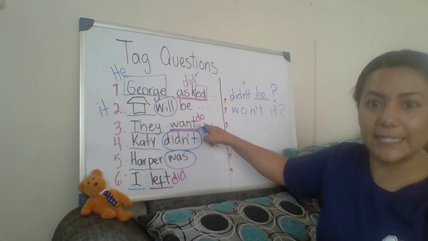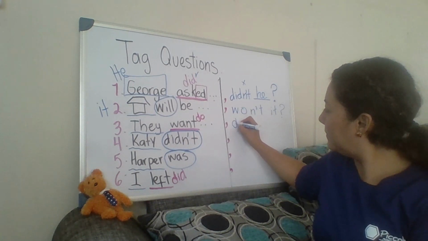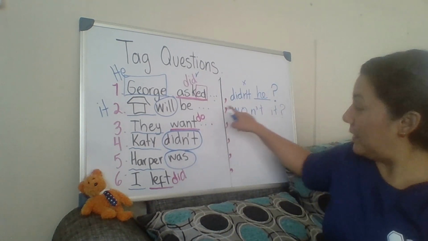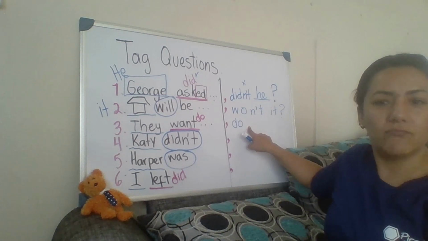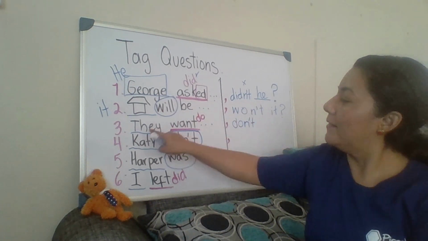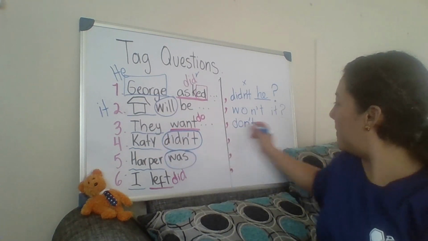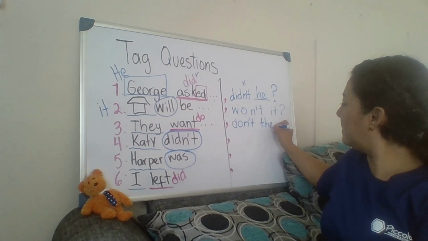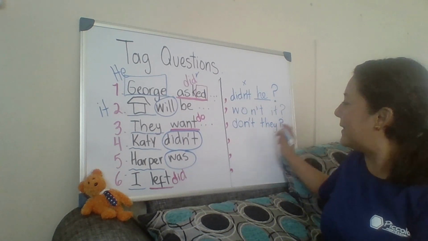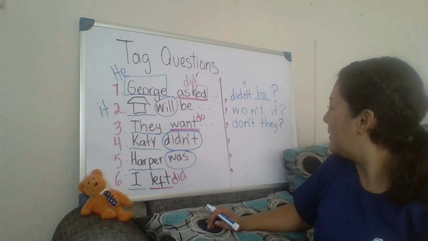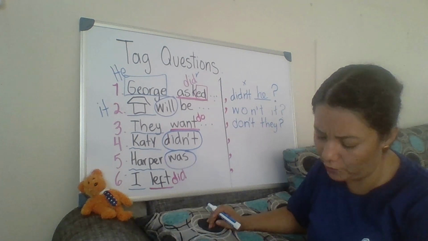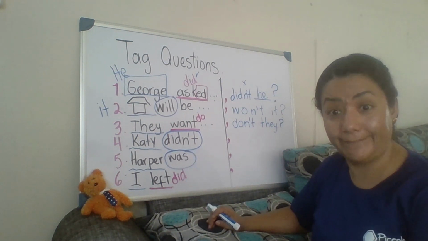Number 3. Helping verb stays the same. If this is affirmative in the tag question, it becomes negative. And the subject stays the same. Finally, we add a question mark at the end. They want to go to the midnight show of the new movie, don't they?